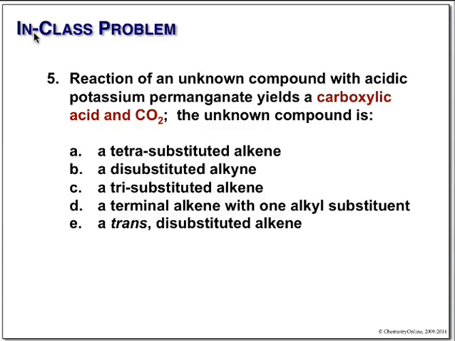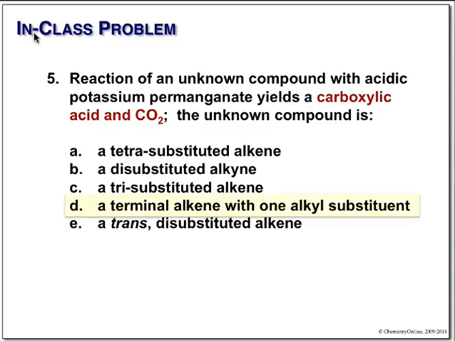So our options here, tetrasubstituted alkene. No, because if we had that, we would cleave it in half and make two ketones. Disubstituted alkyne, that would give us two carboxylic acids. Trisubstituted alkene, that will give us a carboxylic acid and a ketone. Trans-disubstituted alkene, that makes no difference. This is the only one that works, a terminal alkene with one alkyl substituent.